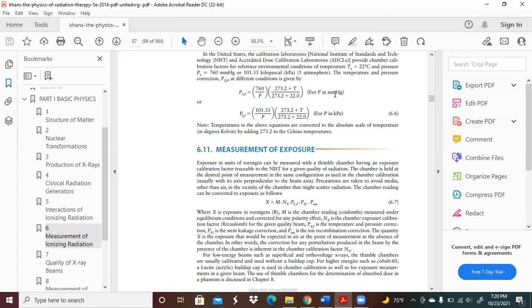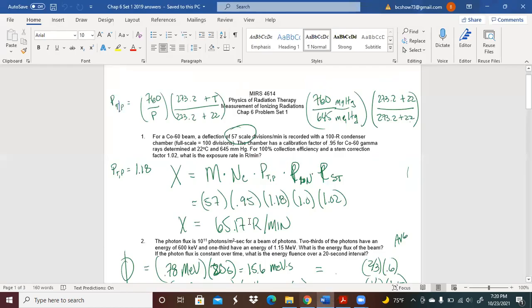Now, depending on your pressure reading, if it's kilopascals or if it's millimeters of mercury, will let you know which formula you need to use. So in this particular case, we are given millimeters of mercury, so we're going to go with that. 760 over P, and then we've got 273.2 plus the temperature, and then the other stuff down here. So we plug in our pressure, we plug in our temperature, and we can come up with 1.18 if we multiply all of that out. Obviously, simplify this and then simplify that. And then we just have four numbers here being multiplied and divided together.